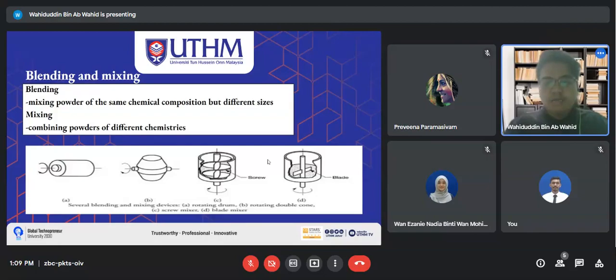If we look at the picture below, there are devices that are used to blend the powder together. First we have a rotating drum. The second is the rotating double cone. The third is the screw mixer, while the fourth is the blade mixer.